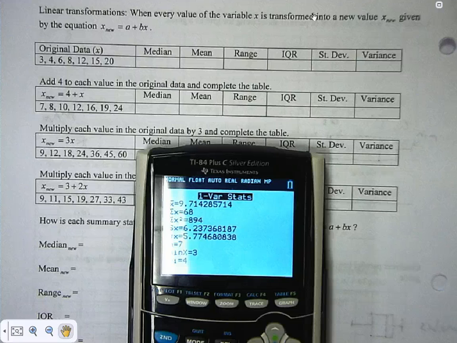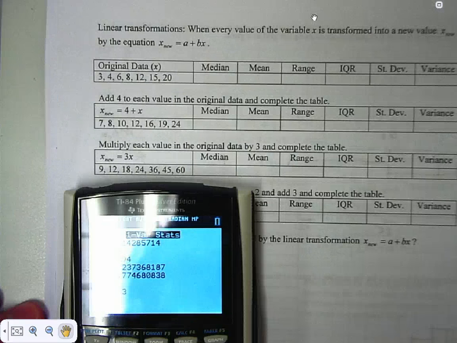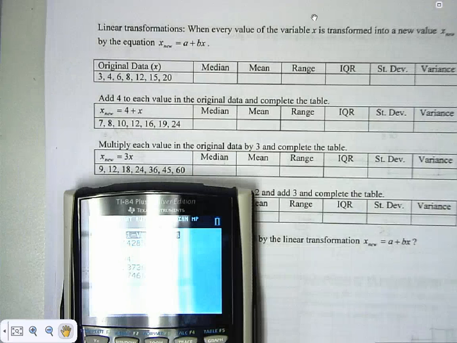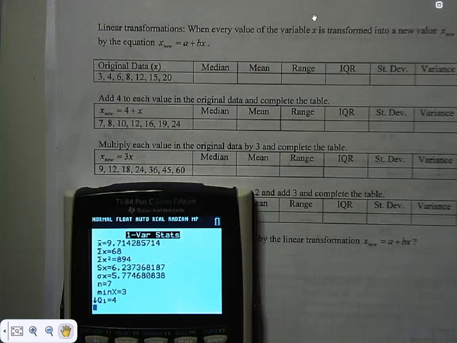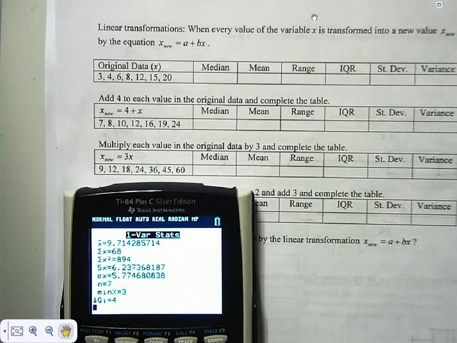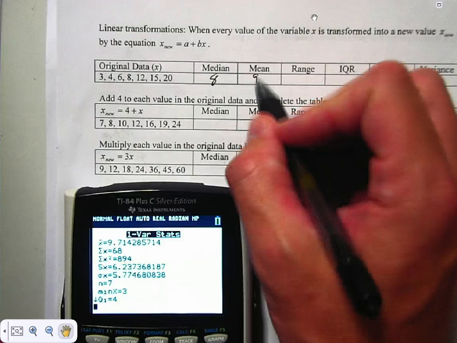The median, I'm going to have to arrow down for the median, and you can't really see that because of this glare. Can I get rid of this glare? That's a little bit better. So I'm going to arrow down to median. The median is 8. The mean, I'm going to arrow back up, is 9.7.